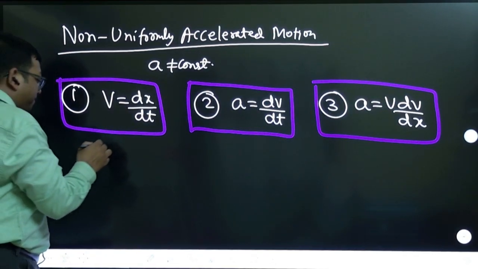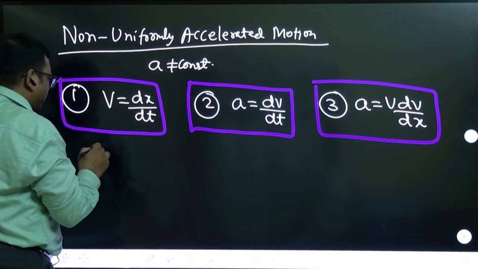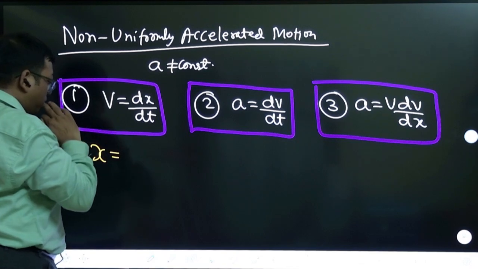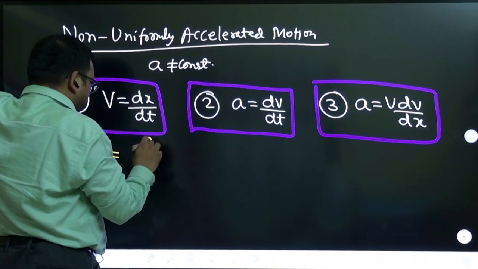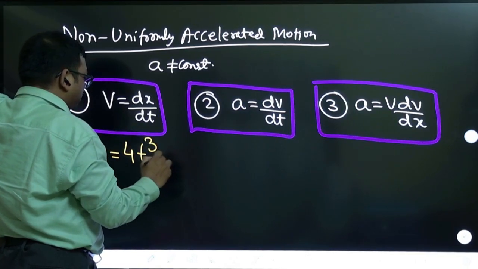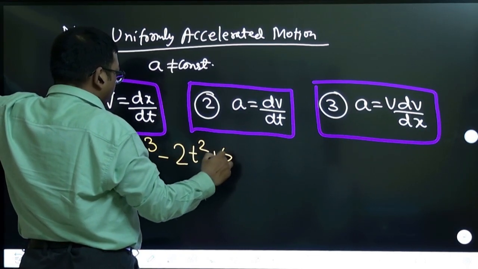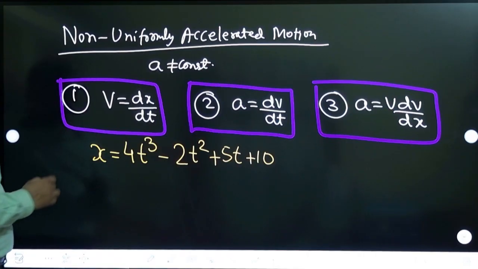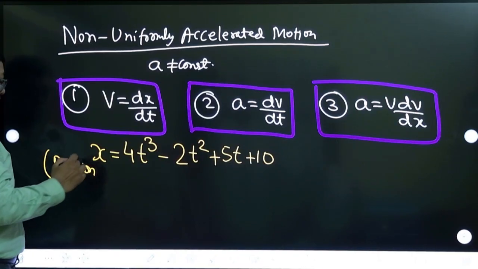Suppose let us take an example that x is equal to 4t cube minus 2t square plus 5t plus 10. Okay, this is how the position changes with time.